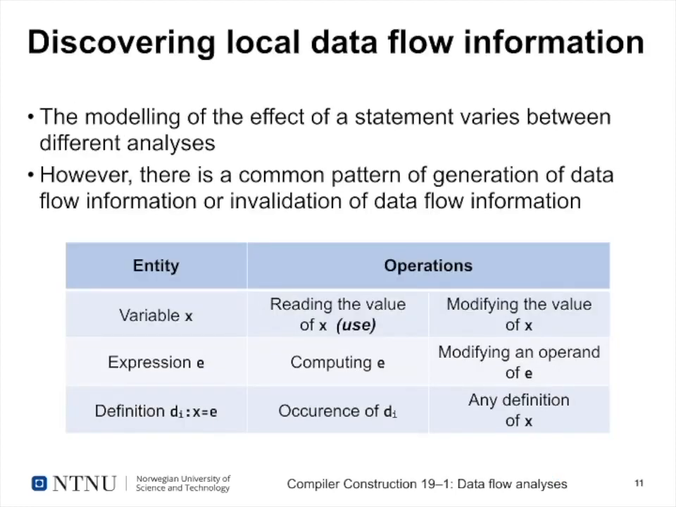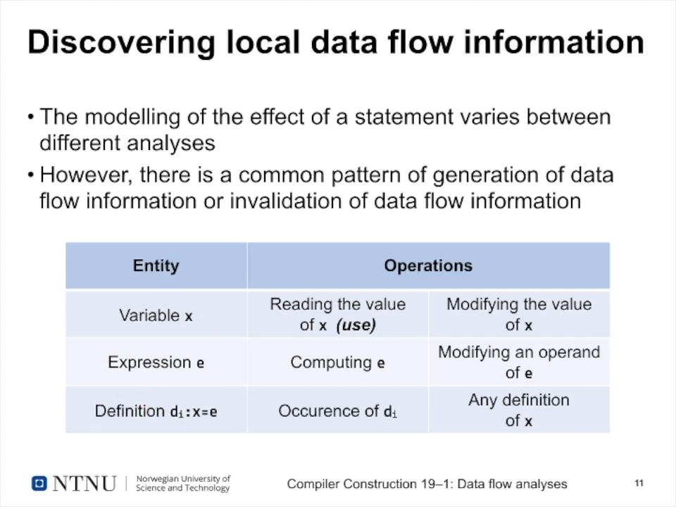So when we want to discover local data flow information, it depends on the analysis we want to perform how we are going to model this. We're going to have a closer look at this in the upcoming lectures. Nevertheless, there's a common pattern of data flow generation and, of course, invalidation of data flow information. So we have these elements here. For the entities in our simple intermediate representation, we have variables x, so scalar variables, expressions, and a definition of a variable. So we assign the result of an expression to a new variable here.